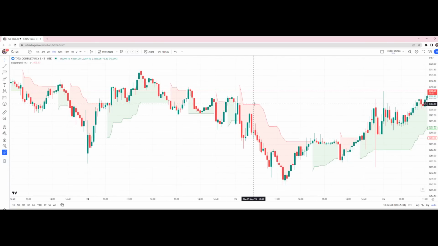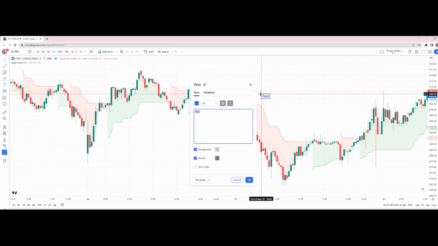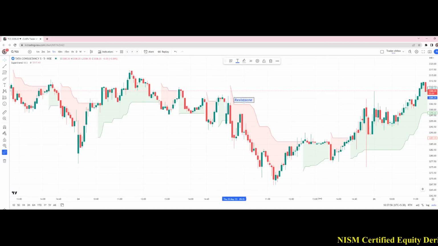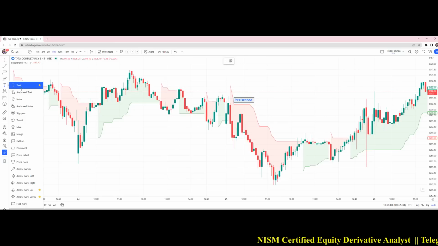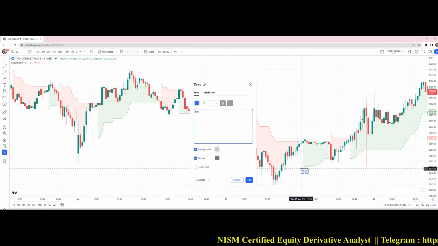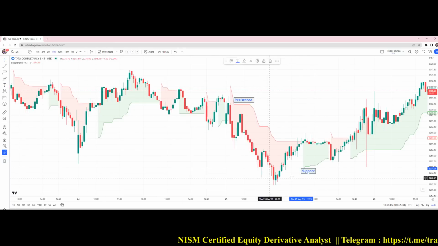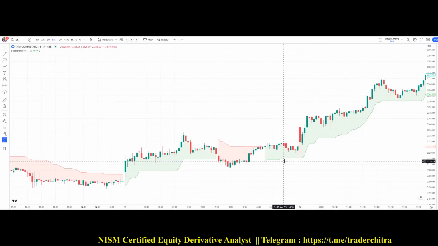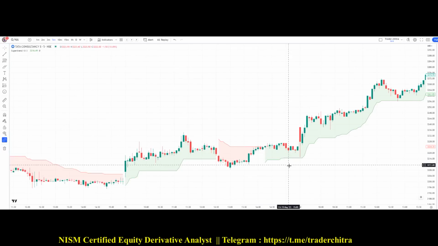Okay, so here this will be the resistance. Here we can put a horizontal ray and we can mark this as the resistance. Okay, so here we'll be marking those resistance and the support. So this is the resistance. Okay, and here this green line will act as the support, so here we can mark it as support. So by using SuperTrend, we can easily identify the support and the resistance level.